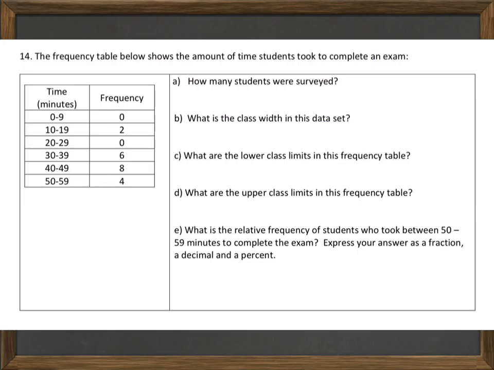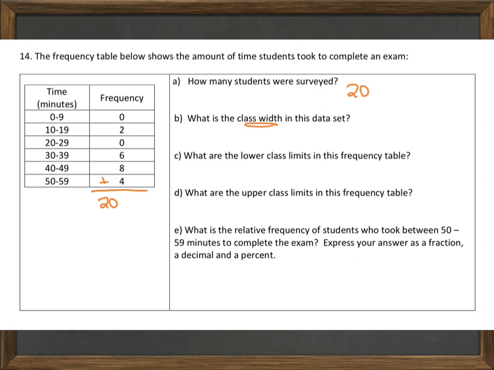All right, so now we're back with the frequency table, and as you can see, we have quantitative data. This table shows the amount of time it takes students to complete an exam, and the time is in minutes. The first question says how many students were surveyed. Remember, to get that, we need to add all of these numbers together. When we do that, we find out that 20 total people were surveyed.